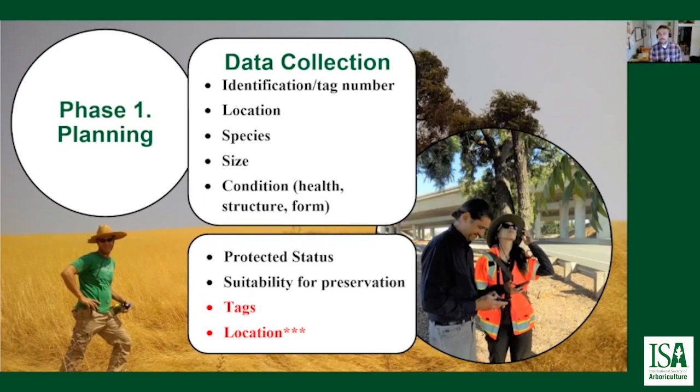I highly recommend using tags on these construction site projects because the construction personnel are going to need to make decisions about the trees and they may not be able to tell them apart unless they have a tag on them. And location is so important.